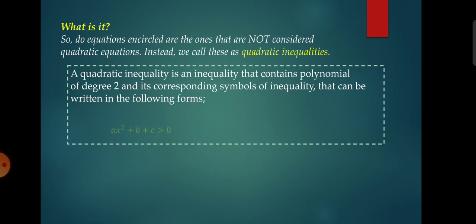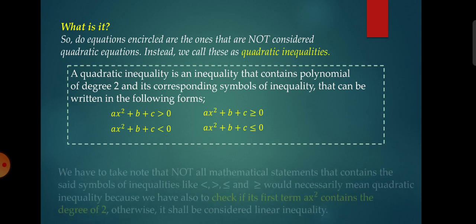What are they? First, in the form of ax squared plus bx plus c greater than 0. The second one is ax squared plus bx plus c less than 0. The third one is ax squared plus bx plus c greater than or equal to 0. Another is ax squared plus bx plus c less than or equal to 0.